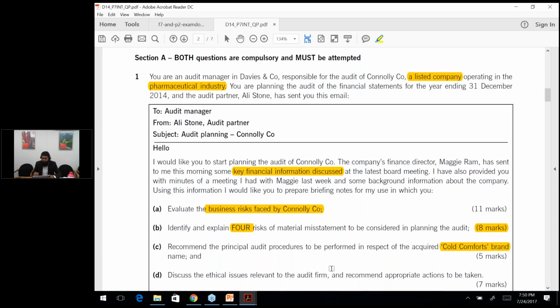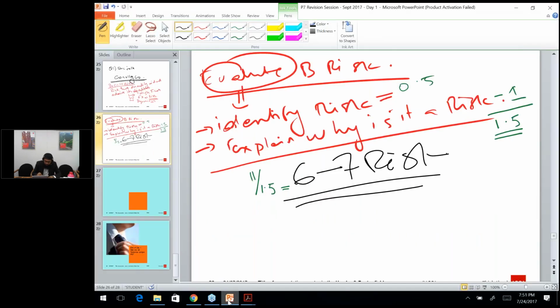We have not covered every single area of the syllabus right now, so we are going to focus on a few areas. We are going to focus on business risk and the risk of material misstatement. So I would suggest you give a quick 4-5 minute reading to this question and try to identify the business risks that Connolly Company faces. Give it a quick 4-5 minutes, and then we'll start discussing.